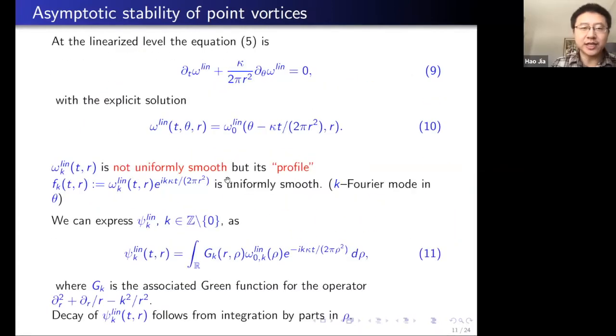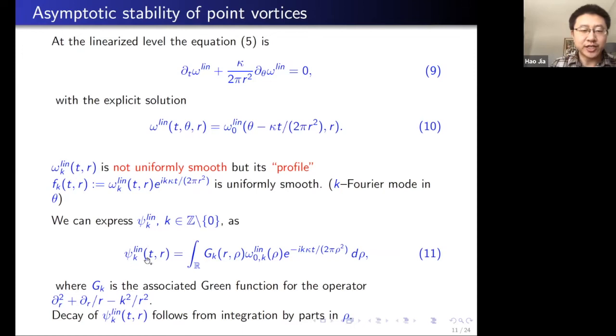So this is the message that we have. We can have this smooth profile that we can control, despite the fact that the vorticity field in general cannot be controlled in smooth norms. And the decay can also be viewed here, because we have the explicit formula for the vorticity field.